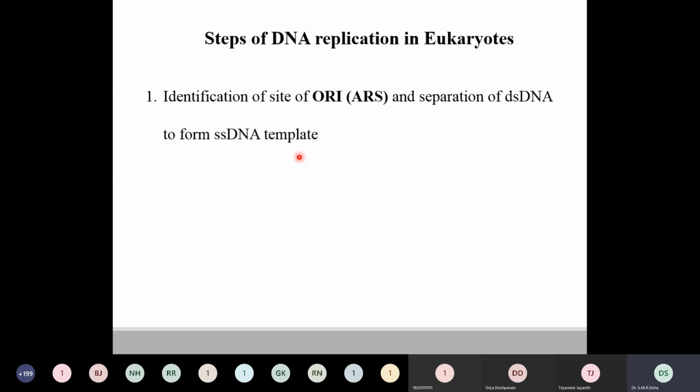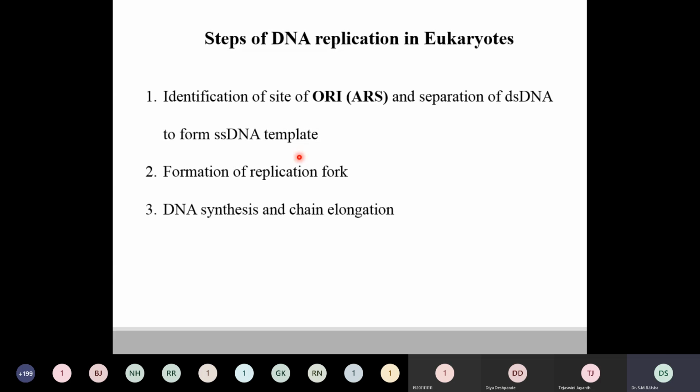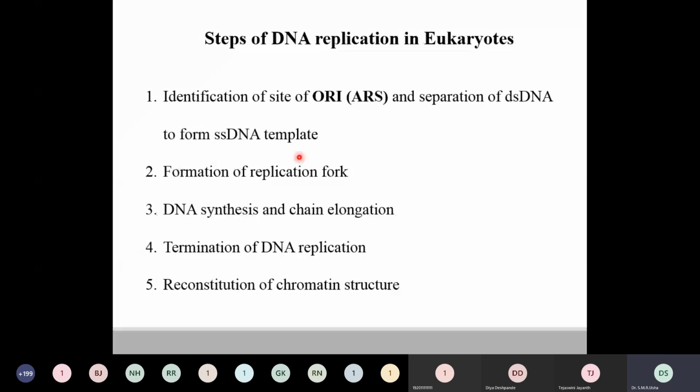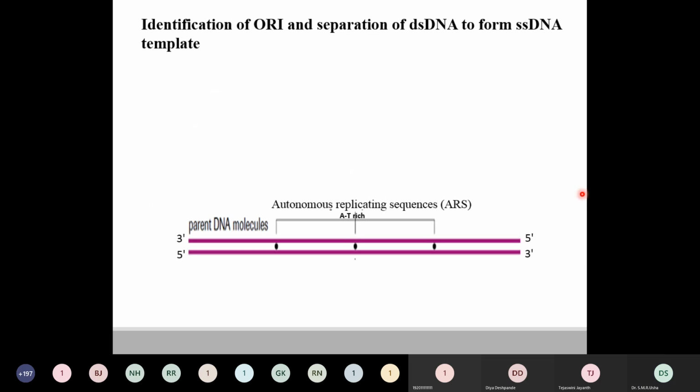So the first step we have seen. Second is the formation of the replication fork. Third is DNA synthesis and chain elongation. Fourth is termination of DNA replication. And fifth is reconstitution of chromatin structure. The first step is identification of ORI and separation of double-stranded DNA to form a single-stranded DNA template.